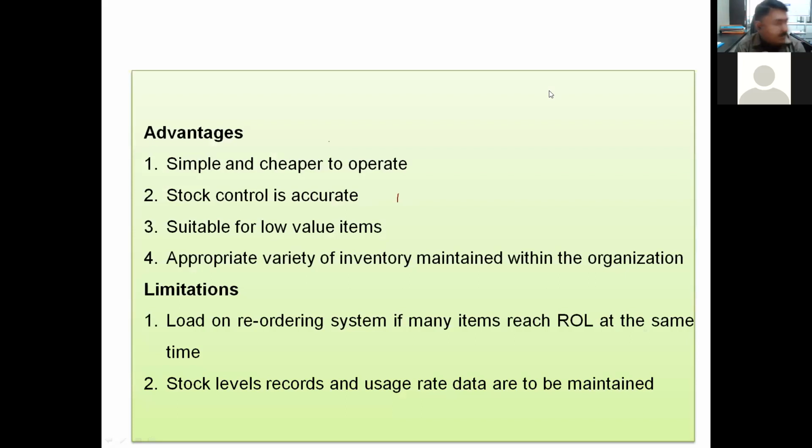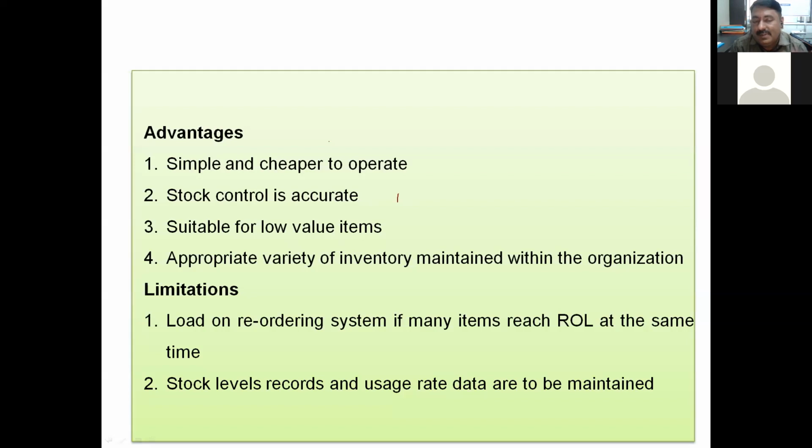Advantages of this fixed order quantity system: it is simple and cheaper to operate. Then stock control is accurate, suitable for low value items, and an appropriate variety of inventory is maintained within the organization. So it is not that difficult. ROL is defined as the reorder level. At that point only is an order required to be placed.